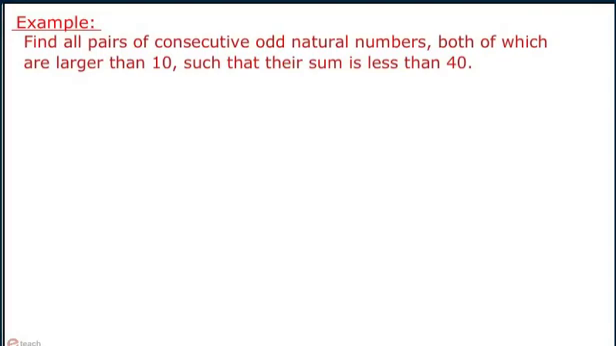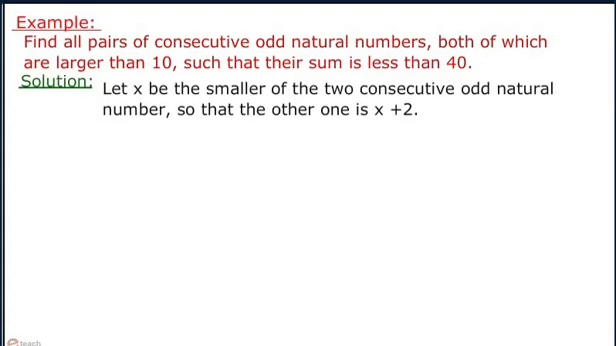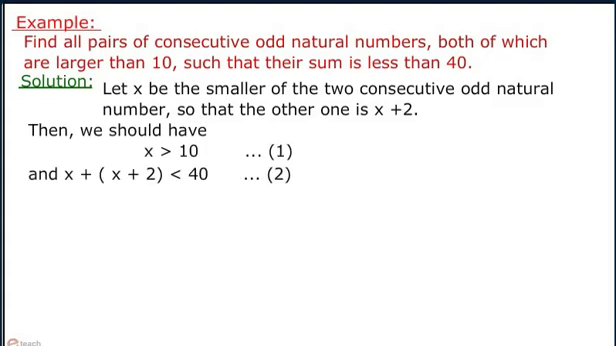Let us take another example. Find all pairs of consecutive odd natural numbers, both of which are larger than 10, such that their sum is less than 40. Let us see the solution. Let x be the smaller of the two consecutive odd natural numbers so that the other one is x plus 2. Then we should have x greater than 10 and x plus x plus 2 less than 40. Let's call these inequations number 1 and 2.